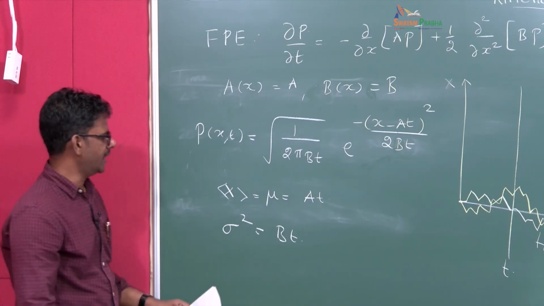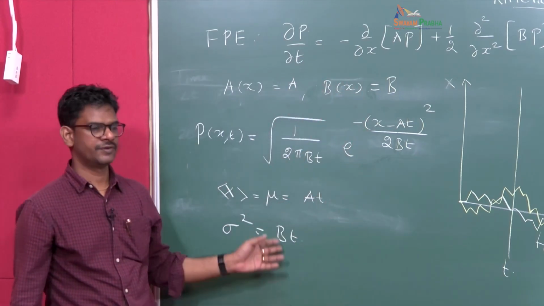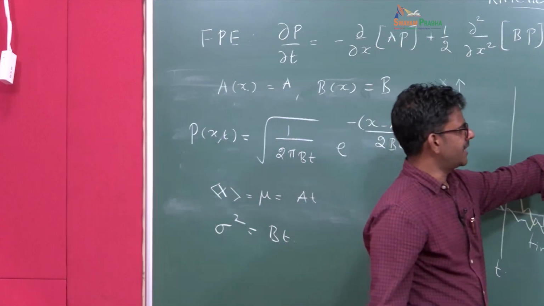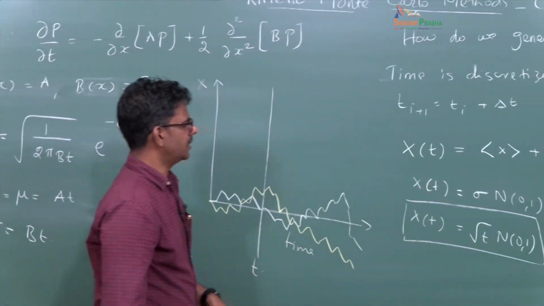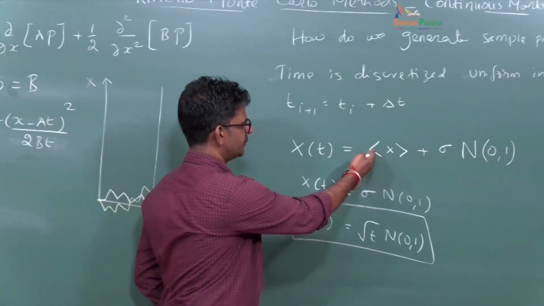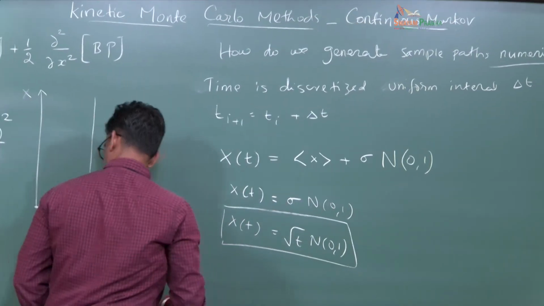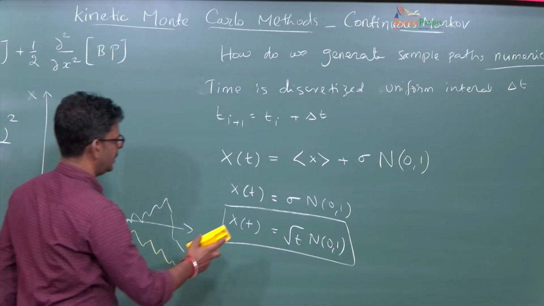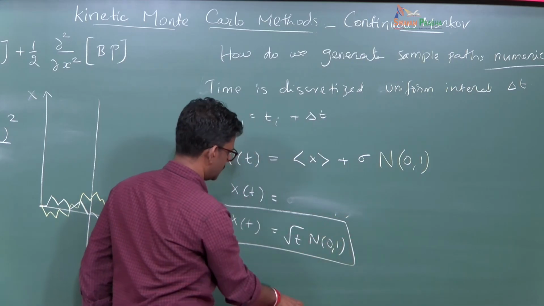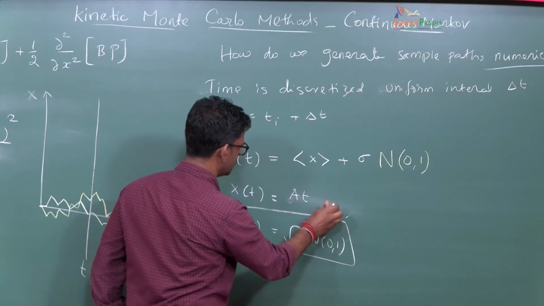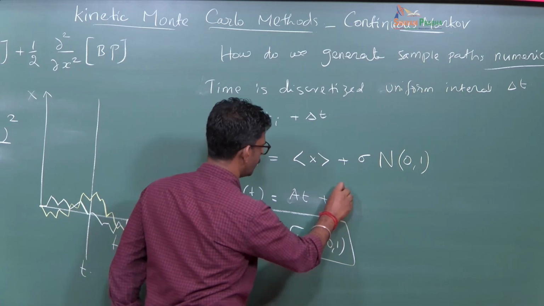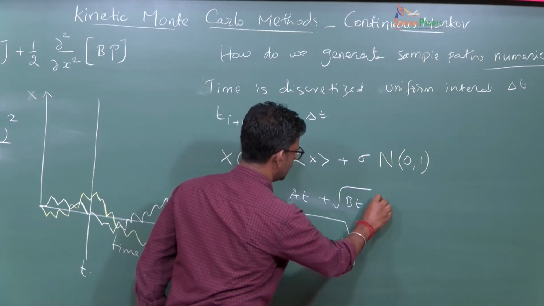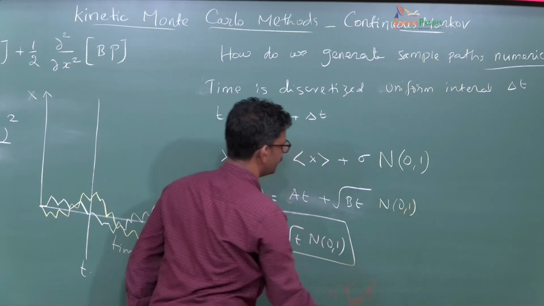Okay. So again, if you want to generate a sample path for this problem, we discretize the time delta t, and then we write based on this formula. In this case the mean is at, so you will have a times t plus sigma, which is square root of bt, times a normal random variate N of 0,1.